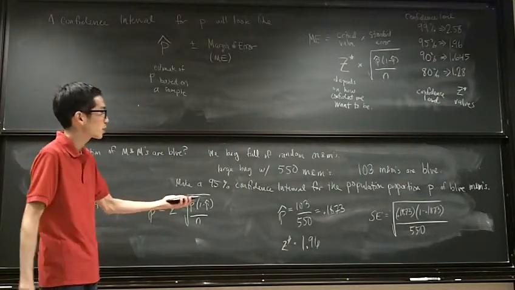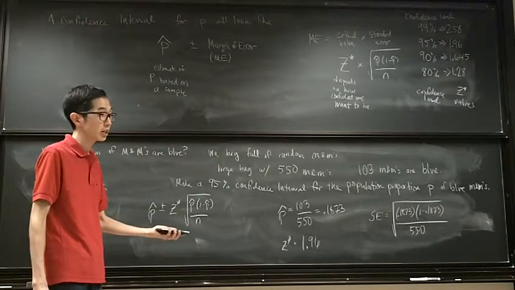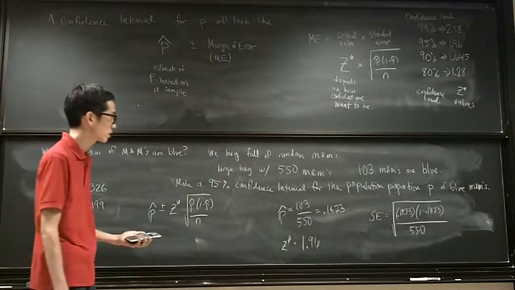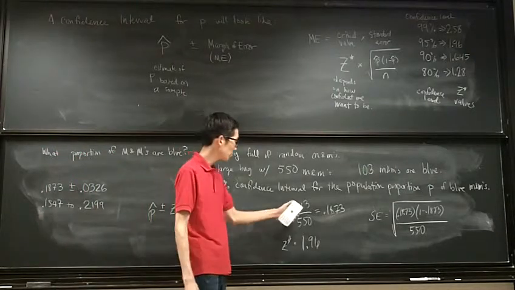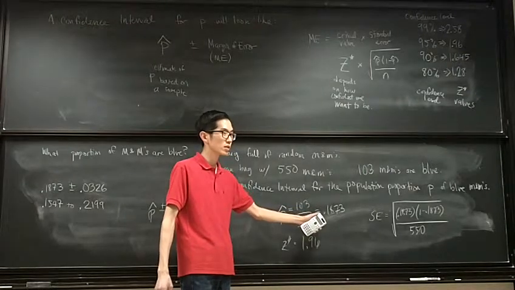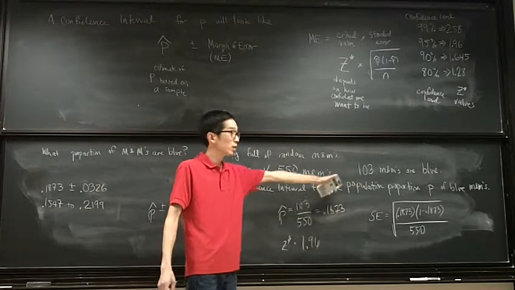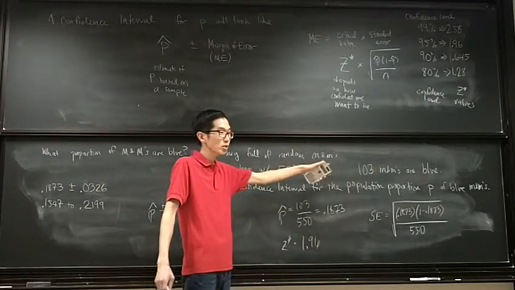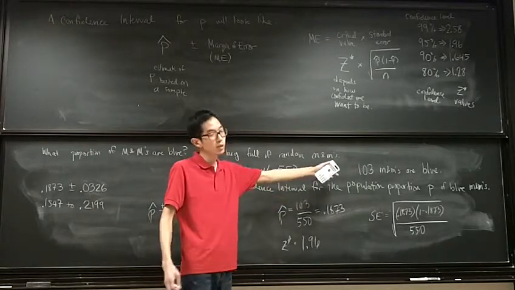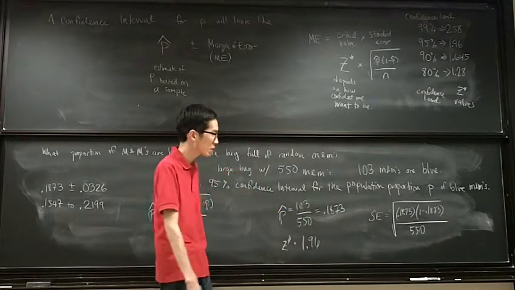103 is how many M&Ms are blue? That's not p hat. What is p hat? P hat is the sample proportion. So p hat is 103 divided by 550, so that's 0.1873. P hat can't be 103, because p hat is a proportion. It always has to be between 0 and 1. So I can't get a number like 103. It always has to be a decimal.